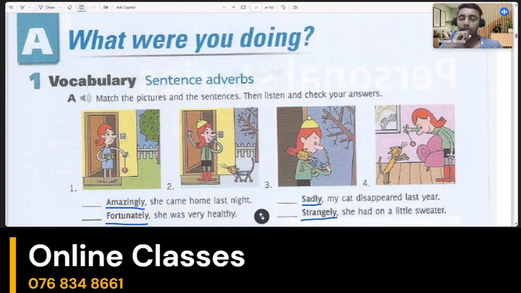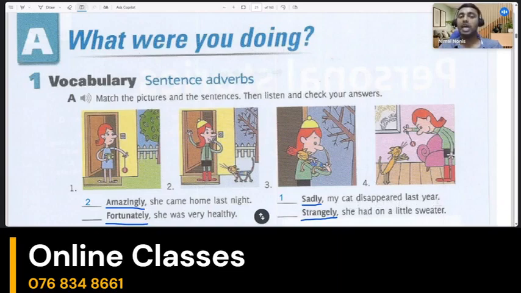First one, we can guess. Sadly, my cat disappeared last year. So this must be the right sentence for the first picture. This cat disappeared last year. Then in the second picture you can see the cat had come back. So we can say this is the second one: amazingly, she came home last night. So she had disappeared 1 year ago because it was last year. My cat disappeared last year.